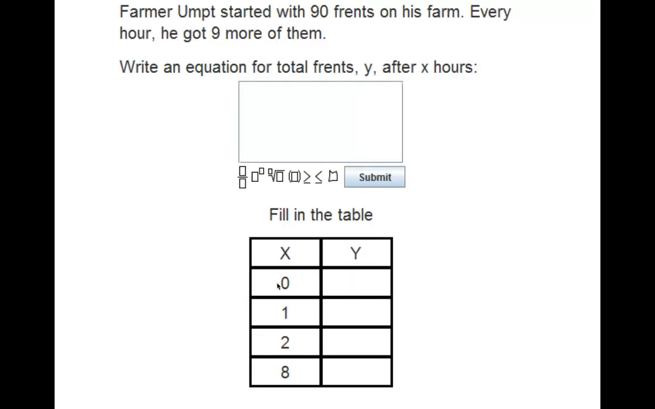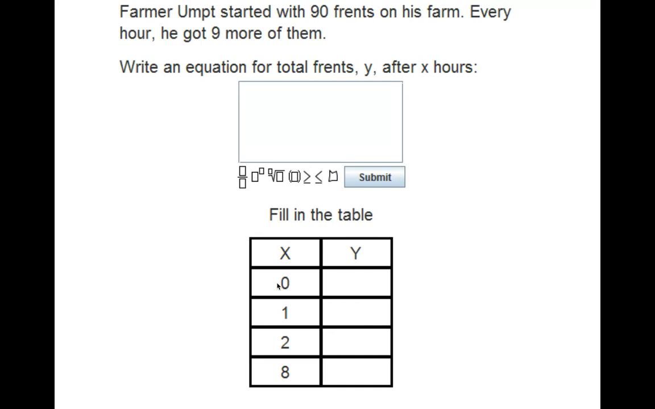Okay, let's look at some examples of this now. So you're going to have a bunch of problems like this, and you're going to have some really strange sounding names for our farmers and what our farmers have on their farms. But these are somewhat real life examples of how you might see these types of problems. So just really imaginary names. So Farmer Umpt started with 90 fronts on his farm. Every hour he got 9 more of them. Write an equation for total fronts, y, after x hours.